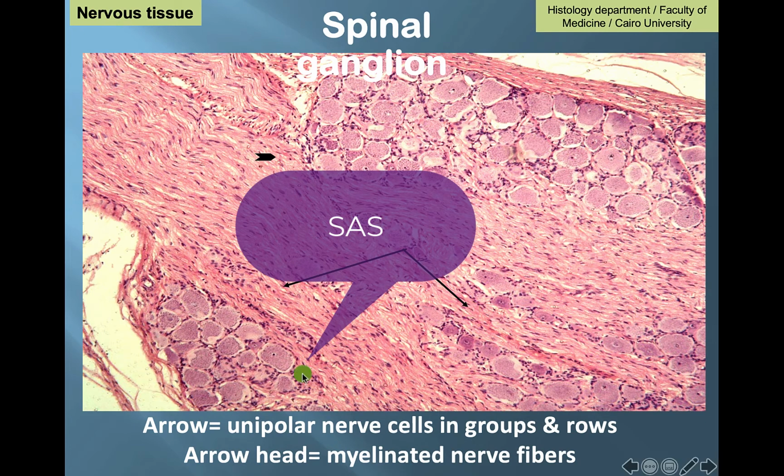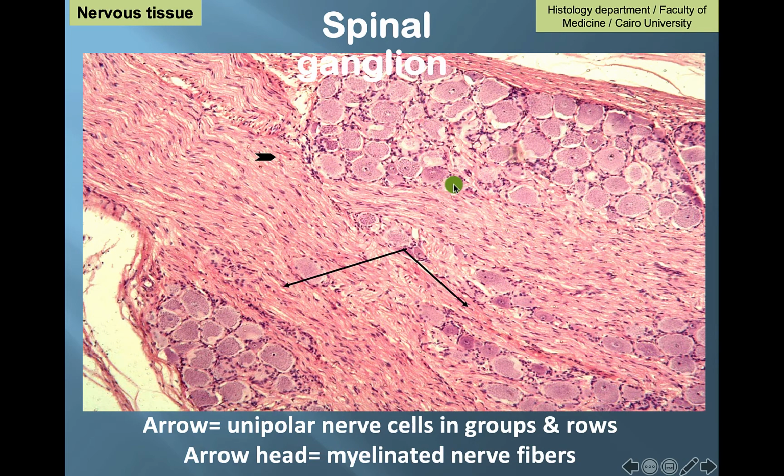SAS is the shape of the cells, the arrangement of the cells, and the size of the cells, or size, arrangement, and shape, SAS. What about the size of the cells? As you see here, the cells are of different sizes. We have small size, we have moderate size, we have large size. Also, as a general look, in comparison with the sympathetic, the cells are relatively large in size. So for the size, we have 2 points.